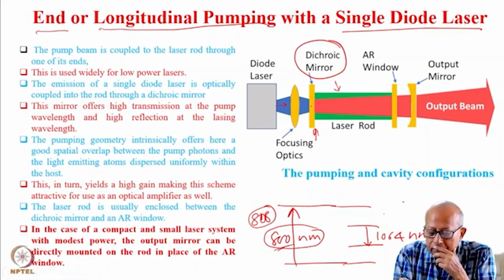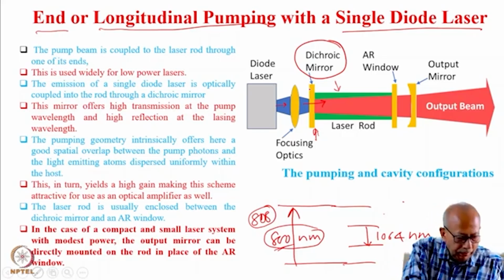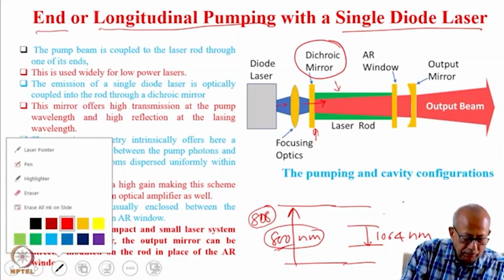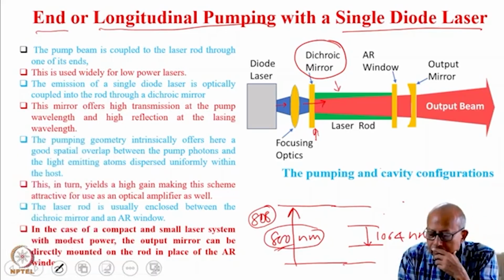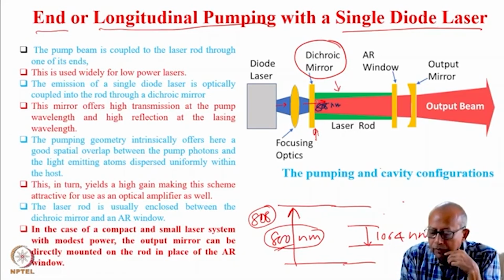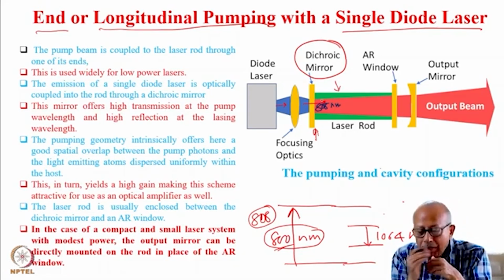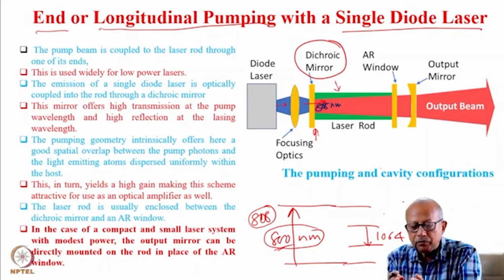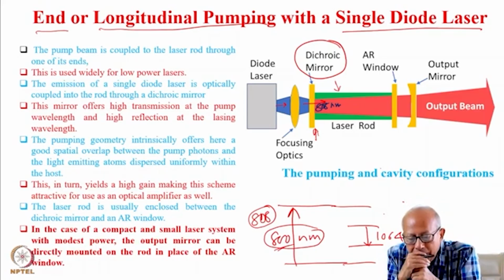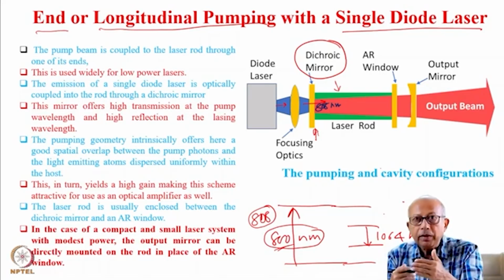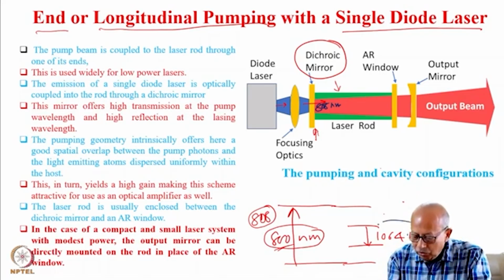So this dichroic mirror would transmit 808 nanometer. This mirror will transmit this, so it will be very well coupled, as we have said. Atoms will be excited and population inversion will be created, and then that will be the beginning of lasing at 1064 nanometer.